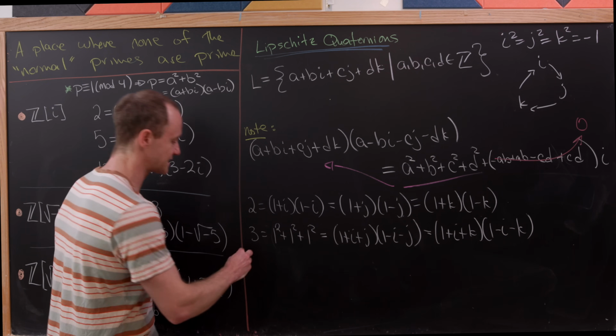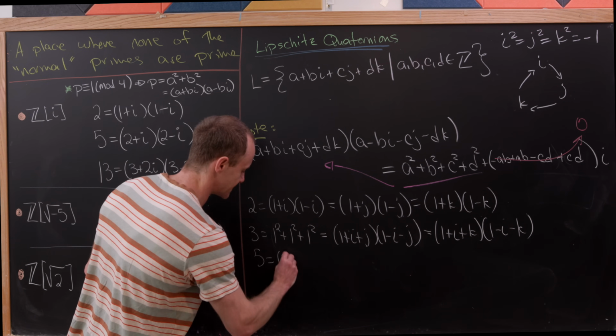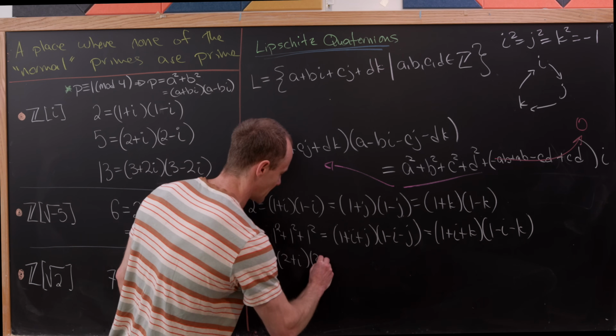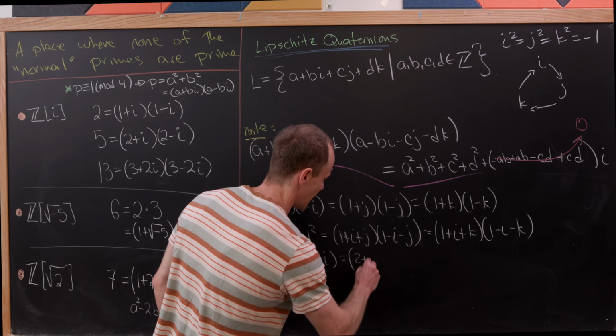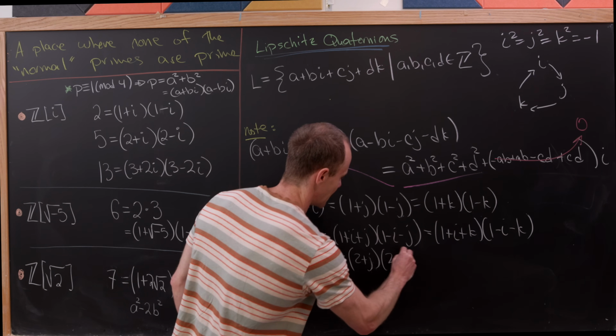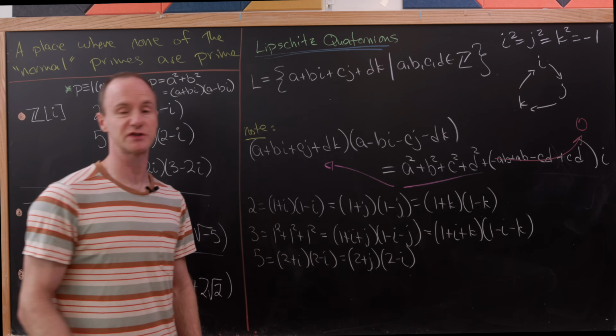So now let's look at some others. So we could have 5 as 2 plus i times 2 minus i. Of course, that's also going to be equal to 2 plus j times 2 minus j, and 2 plus k times 2 minus k.